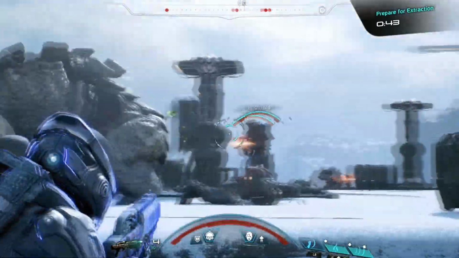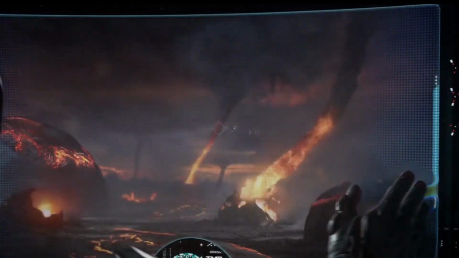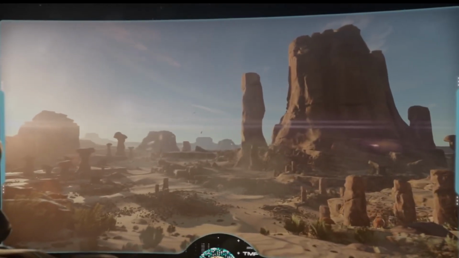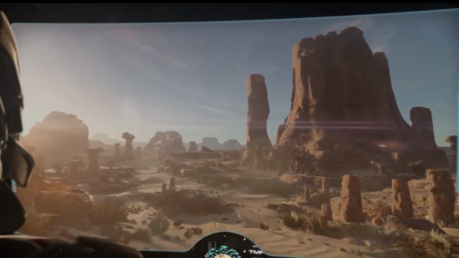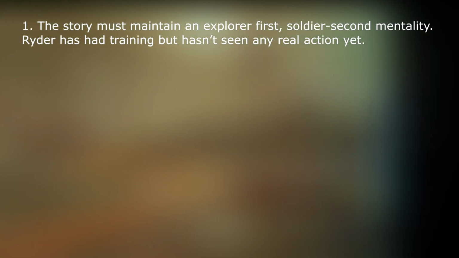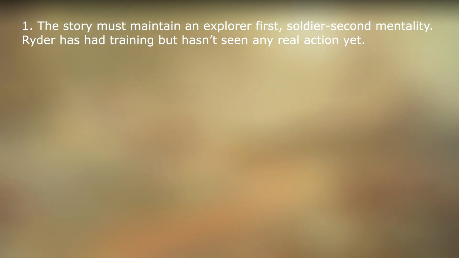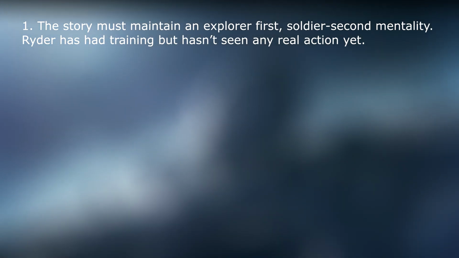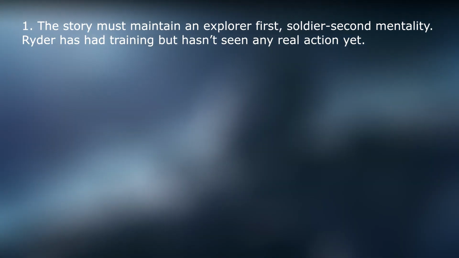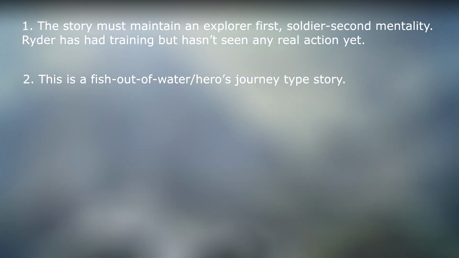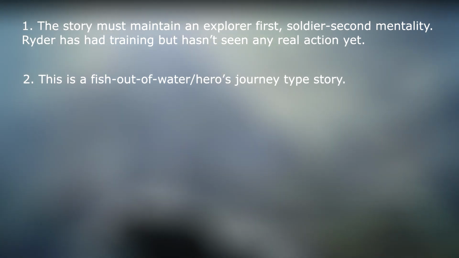And speaking of story, let's get into that. So with all this gameplay to emphasize exploration, how do we get a Mass Effect level story out of it? Well, let's lay down some ground rules. One: the story must maintain an explorer first, soldier second mentality. Ryder has had training but hasn't seen any real action yet. Two: this is a fish out of water, hero's journey type story.